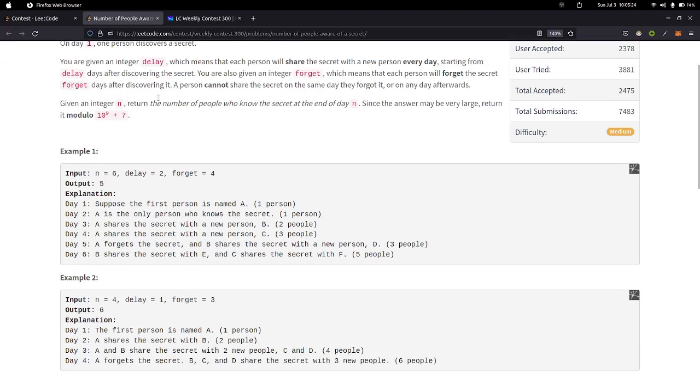Okay. And we are given n. We need to return the number of people who know the secret at the end of day n. So after n days, we need to determine how many people know the secret. And since the answer may be large, we have to return it modulo 10 power 9 plus 7. Okay.